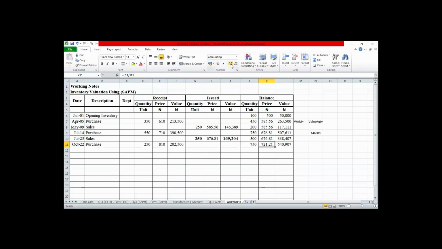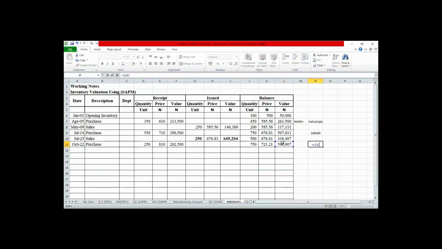How did we come about it? Sorry, my dear. For us to get a new price, we use the formula value divided by quantity. Anytime we buy new goods, we determine a new price: the value of the goods we have divided by the quantity we have. Look at what we have done.